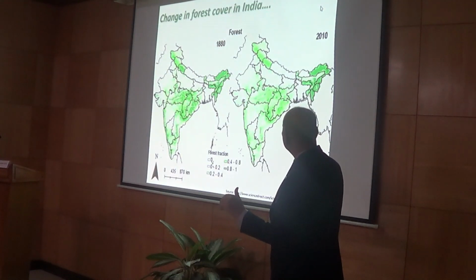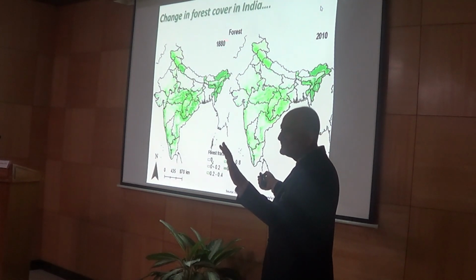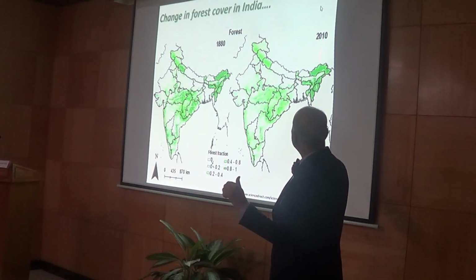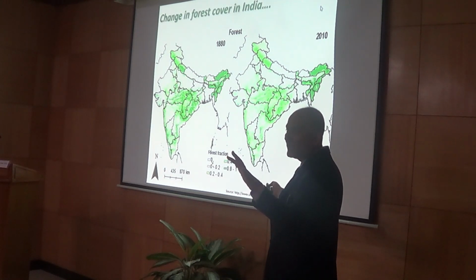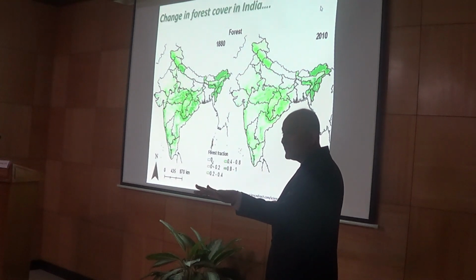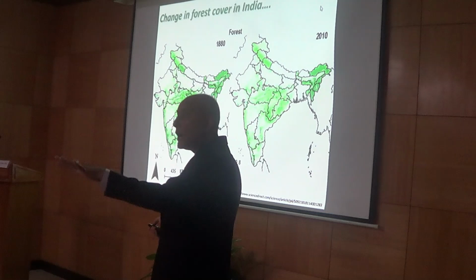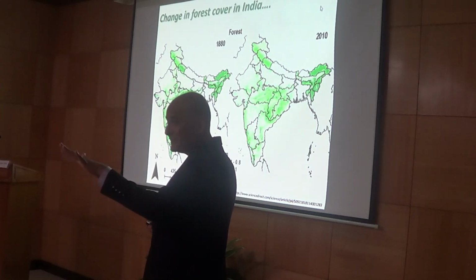We saw this, just for your interest. This is how people are reconstructing the forest mapping, 1880 versus 2010. Just look at the paleness or the change in color. And it is to your credit that wherever you had forest then, almost everywhere there you have forest now. This is to your credit. This is an extraordinary success of the forestry sector.